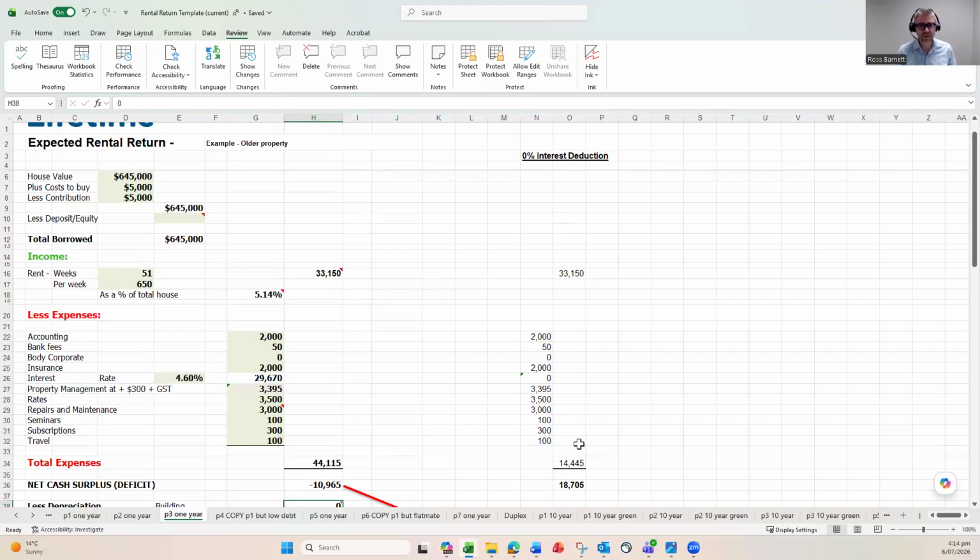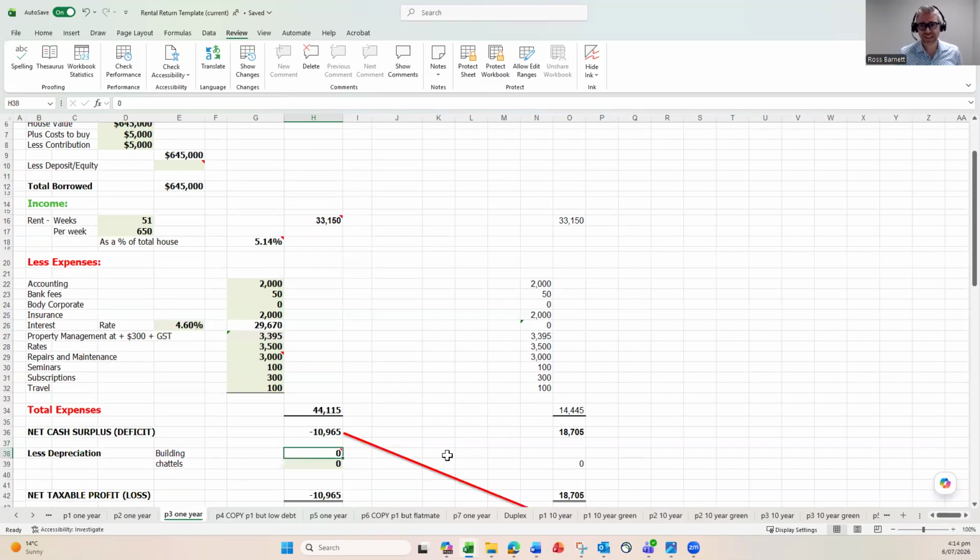So what happens if interest limitation comes in? And what happens if we're not allowed to claim interest? We've got the same rent, all the expenses are the same except for the interest. We won't be able to claim interest. So rather than having a loss of 11,000, we've got a taxable profit of about 19,000. We'll start off with no depreciation, and we'll come back to that. It's going to be a key trick that's going to reduce the profit.